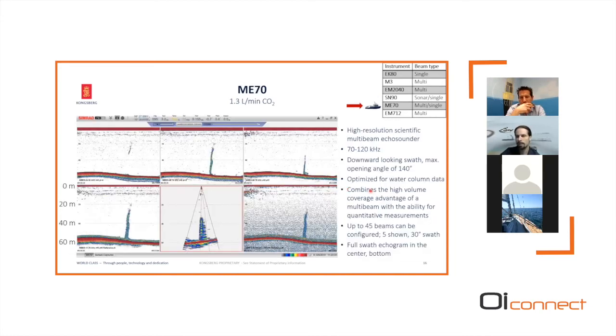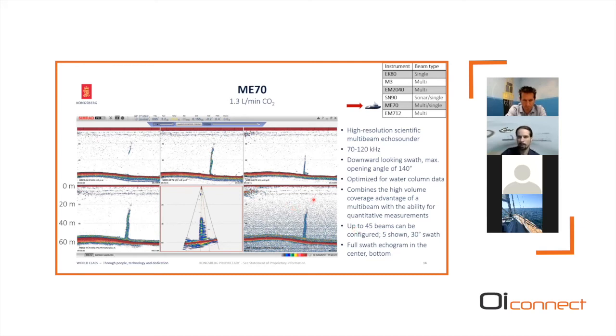The ME70, as mentioned before, is a powerful device that combines the coverage advantage of a multi-beam with the ability for quantitative measurements. You can configure up to 45 beams, and in this case, only 5 beams were shown. Here in the center, they were all put together to form this acoustic image of the beam, which is not different from the other ones we have seen, but just to give you an impression of how measurements of this device look.